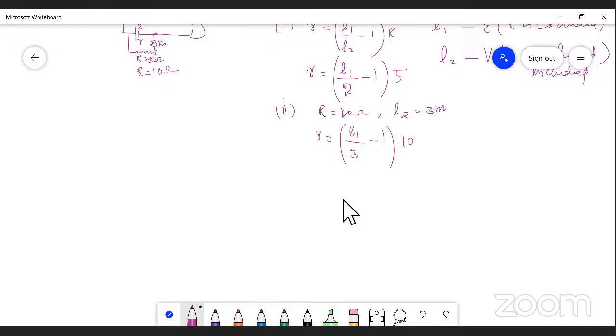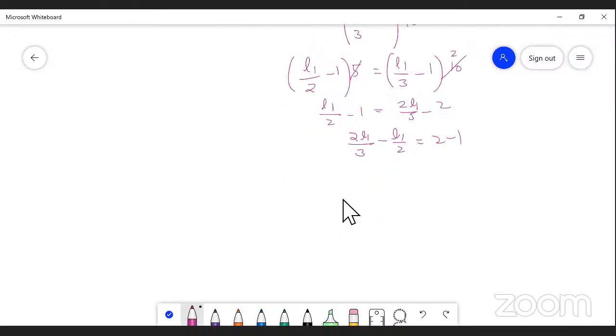What is L1 now? So we can write (L1 divided by 2 minus 1) into 5 is equal to (L1 divided by 3 minus 1) into 10. If you strike it out, you will have 2. So L1 divided by 2 minus 1 is equal to 2L1 by 3 minus 2. So I can write 2L1 by 3 minus L1 by 2 is equal to 2 minus 1.